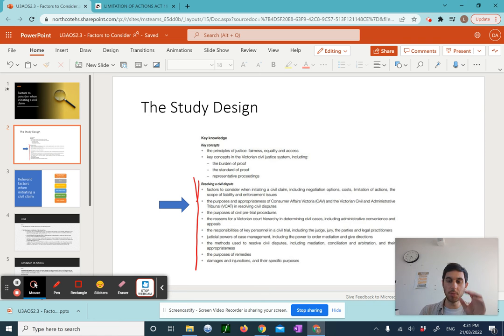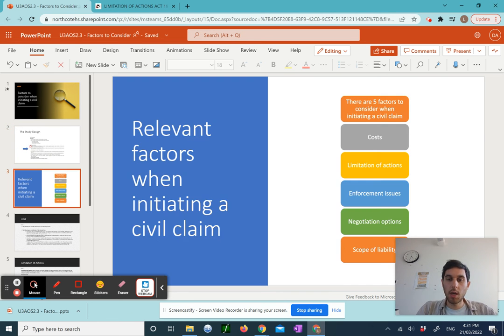What is the journey from the first step all the way through to the end? And so what you're going to be looking at today is that first step. When you're making that decision to sue someone, what should you think about? What factors should you consider? And there's a handy acronym to help you remember it. There are 5 factors that you need to consider when deciding to sue someone.